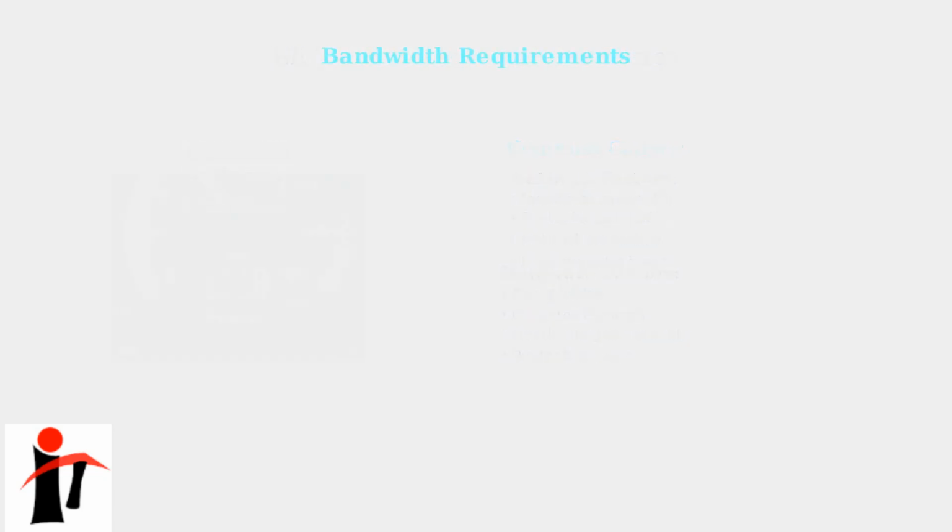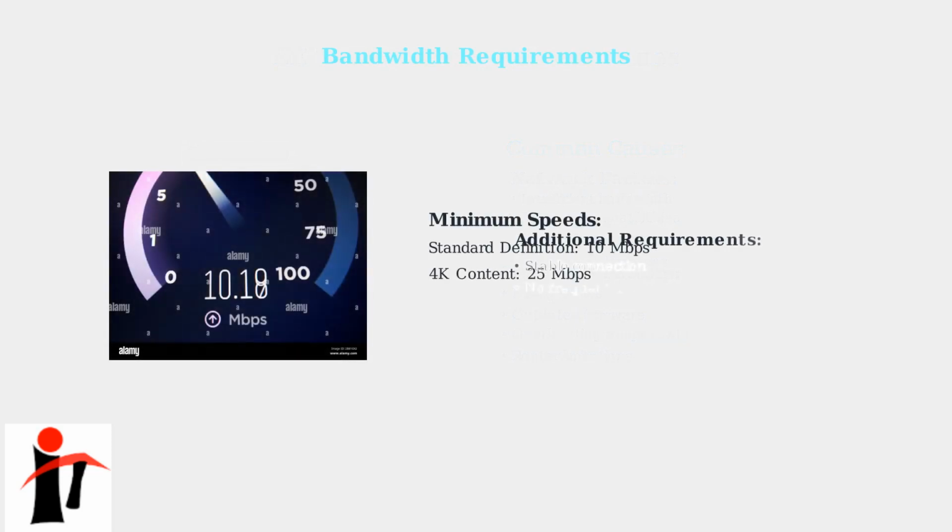Your broadband speed must meet minimum requirements. Standard definition content needs at least 10 megabits per second, while 4K content requires 25 megabits per second. Beyond raw speed, you need a stable connection without frequent dropouts and consistent performance throughout your viewing session.